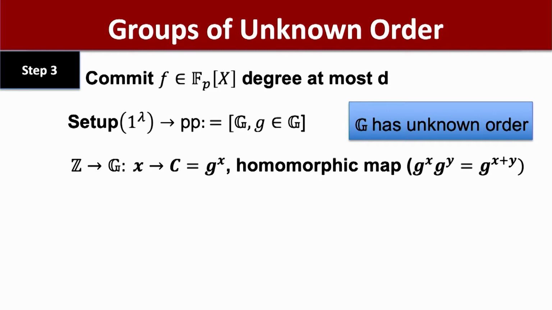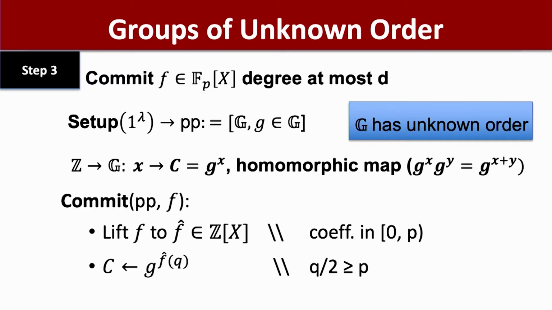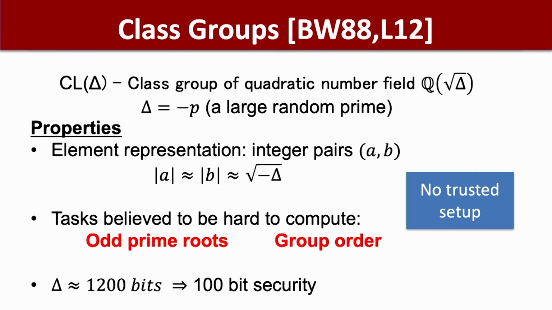So if I have g of x times g of y, this is the same as g of x plus g of y. Now this gives us our commitment algorithm for the polynomial commitment. I just take my polynomial, lift it to the integers, and then compute c equals g to the f of q. We already talked about these groups of unknown order, and if we use class groups, then this gives us a commitment scheme without trusted setup.